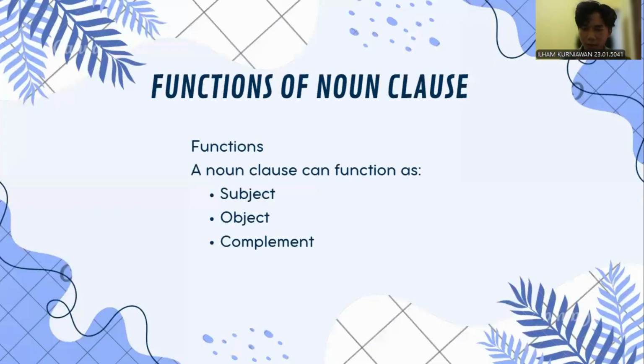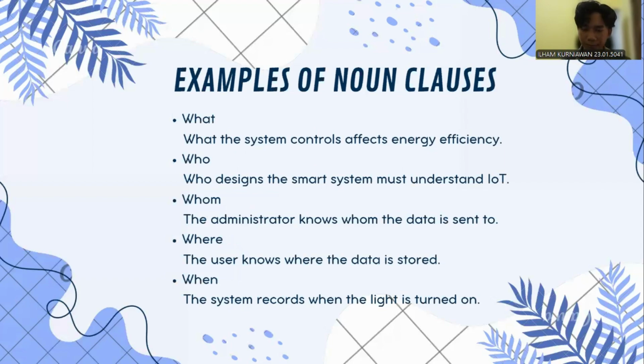A noun clause can function as a subject, an object, or a complement. As a subject, it tells us what the sentence is mainly about. As an object, it receives the action of the verb, and as a complement, it completes the meaning of the sentence. To make this explanation easier to understand, I will give some examples related to technology.